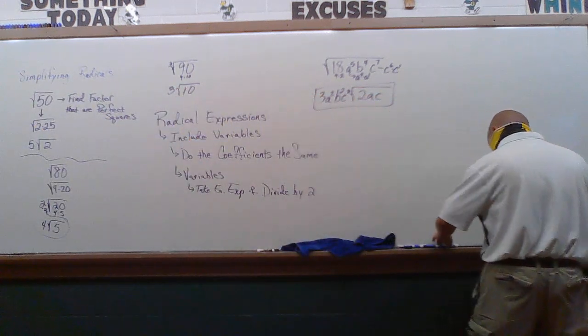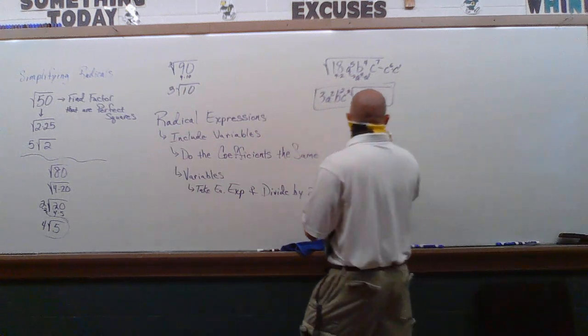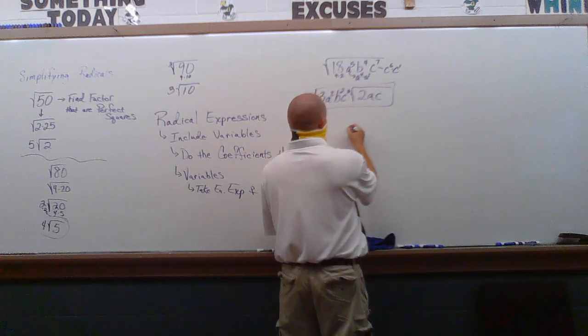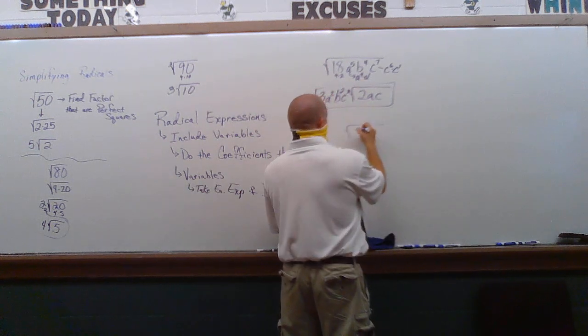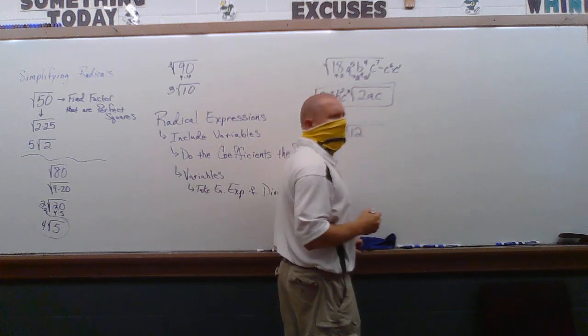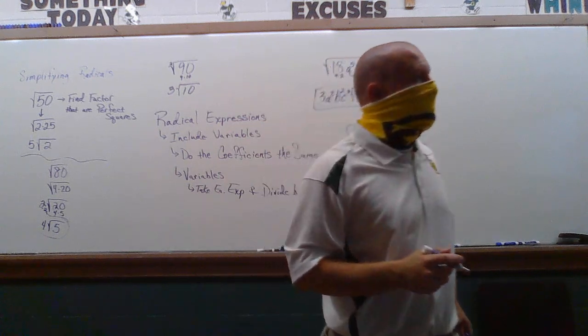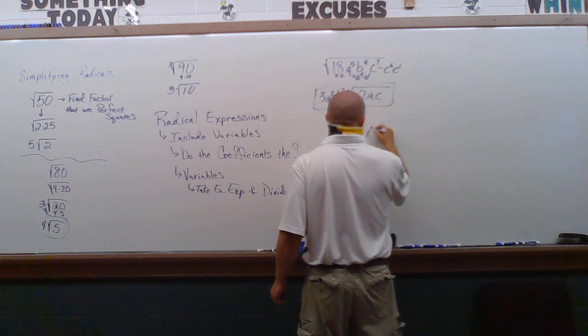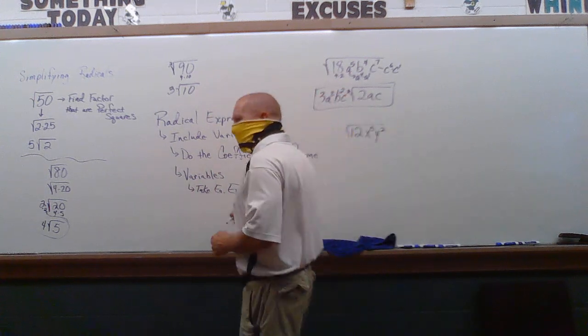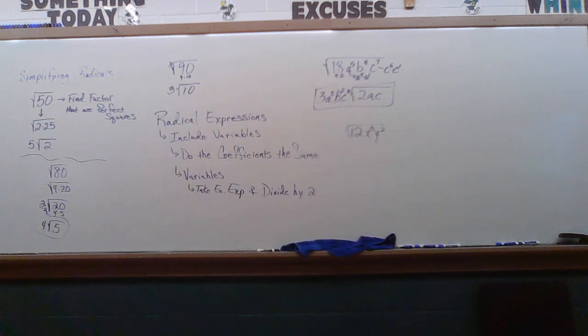Alright, let's try one so you can try it on your own. The square root of 12 x to the 5th y squared. Try it out on your own. Again, do the numbers exactly like what we did before, and then we're going to do the variables separately.